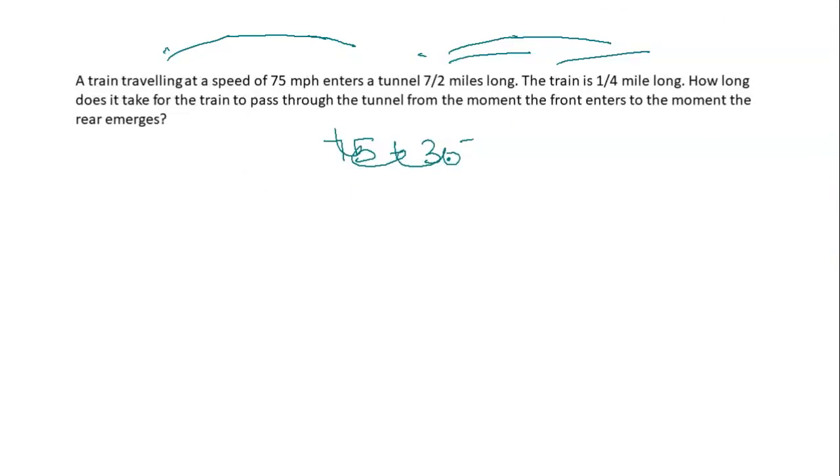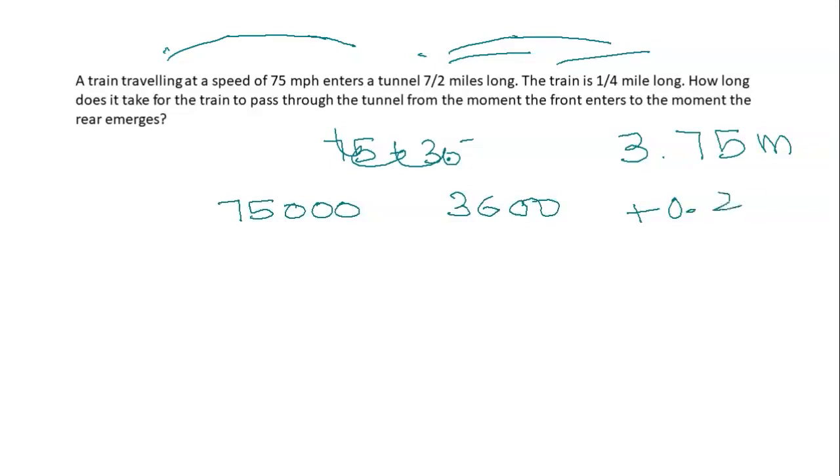the moment the rear emerges? Which means, very simple, 75 kilometers per hour, 75,000 meters for 3,600 seconds. And we know the train has to cross the tunnel. So the tunnel length is 7 by 2, which is 3.75 miles, plus 0.25 miles together is 4 miles distance covered.